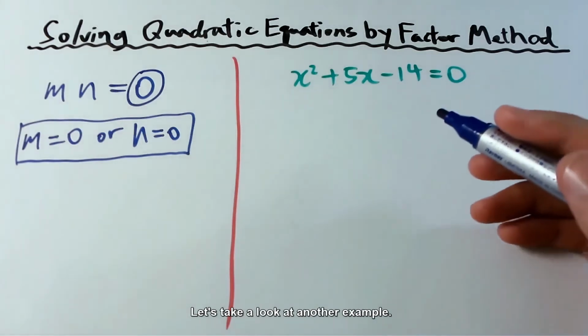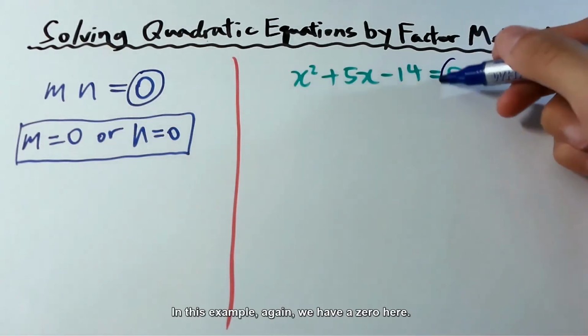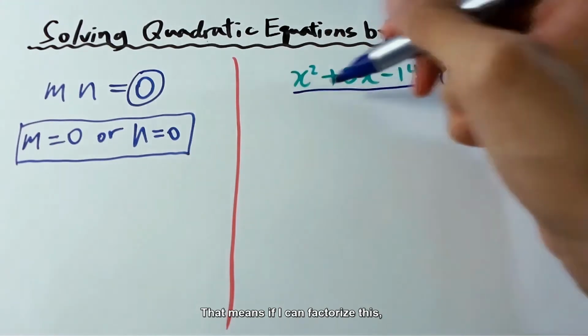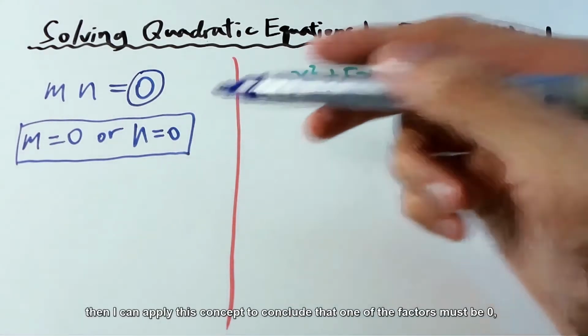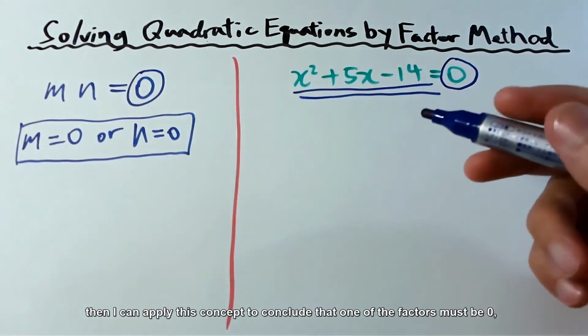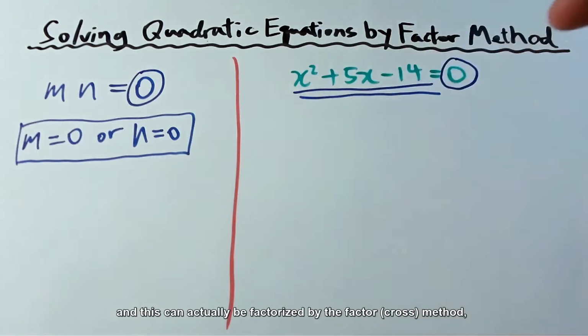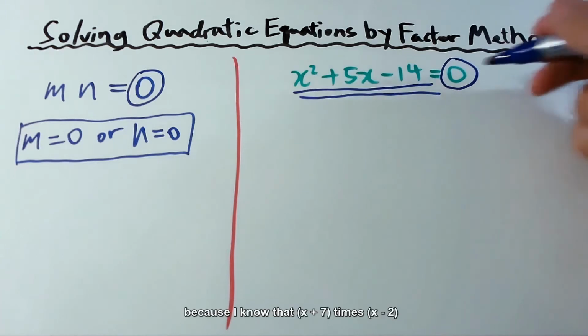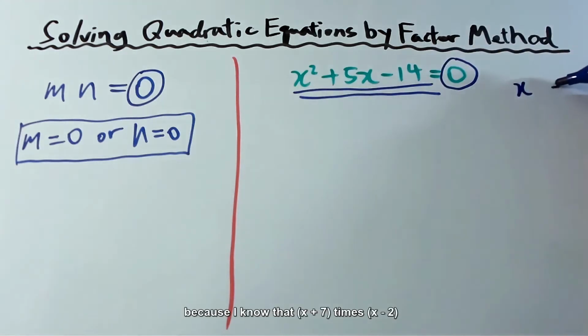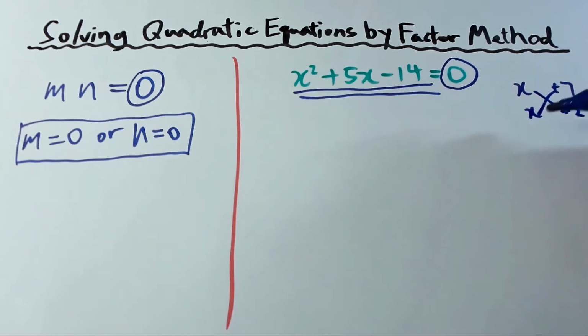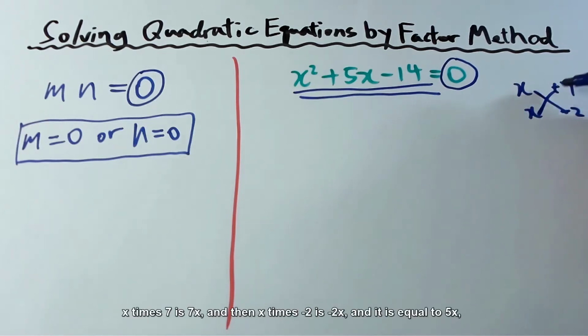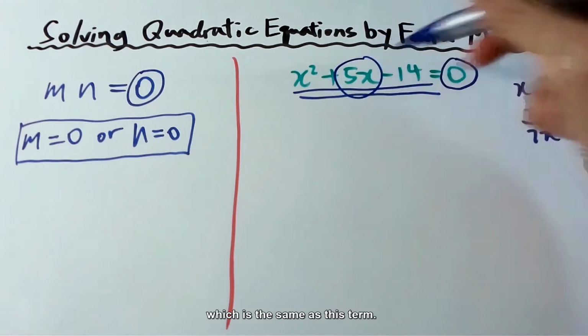Let's take a look at another example. In this example, again, we have a 0 here. That means if I can factorize this, then I can apply this concept to conclude that one of the factors must be 0. And this can actually be factorized by the factor method, because I know that x plus 7 times x minus 2 should be, okay, x times 7 is 7x, and then x times minus 2 is minus 2x, and it is equal to 5x, which is the same as this term.